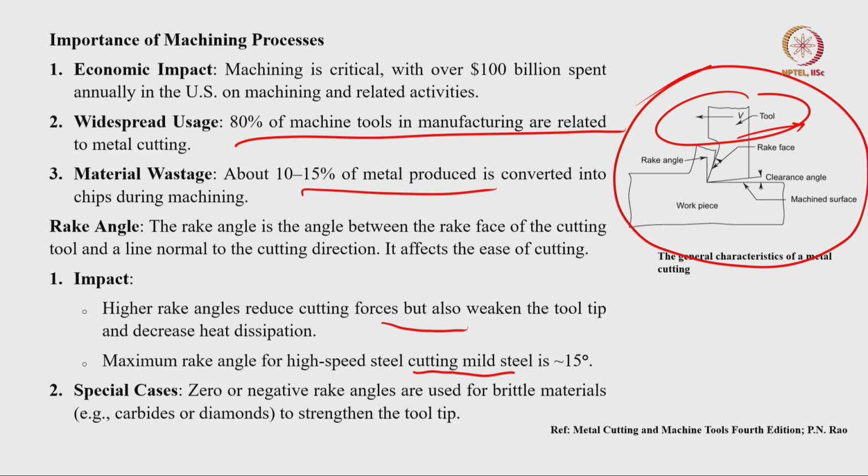In special cases, 0 or negative rake angles are used for brittle materials, that is carbides or diamonds, to strengthen the tool tip. Brittle materials also show very high hardness, so they are very difficult to machine, and if the cutting tool tip is not strengthened by a negative or 0 rake angle, it can very well fracture the tool tip. Hence negative rake angles are used, but for ductile metals mostly positive rake angles are used.